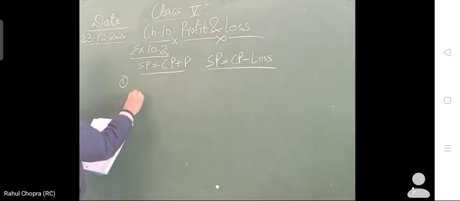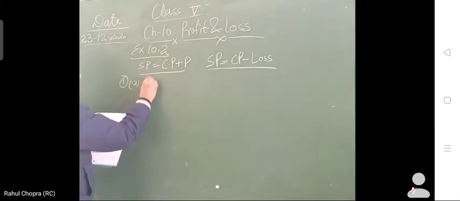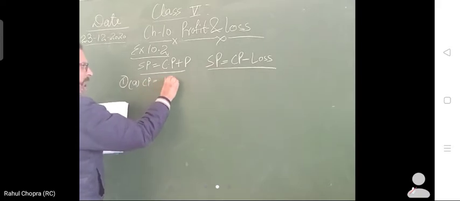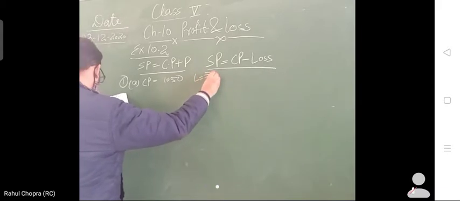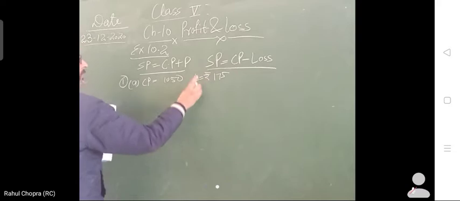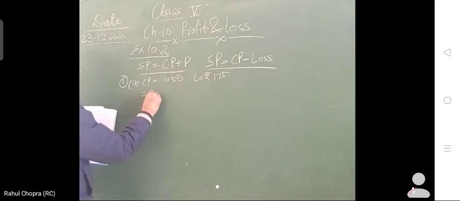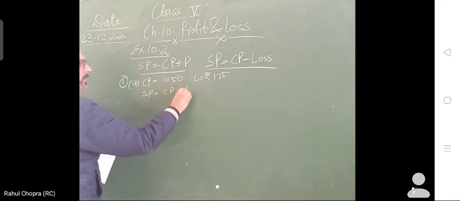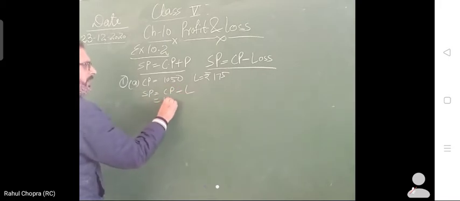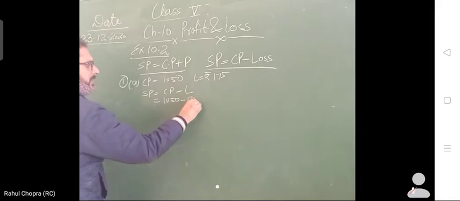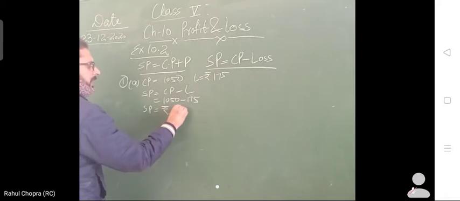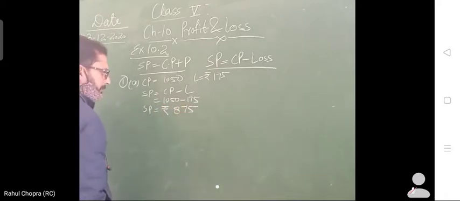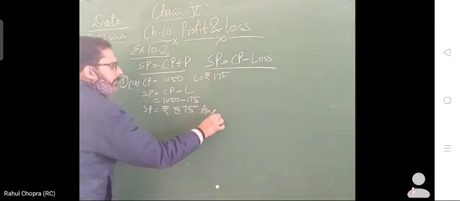In question number 1, A part, CP is given how much? 1050. And loss is there. Loss is 175. You have to find SP. SP formula, you already know, is CP minus loss. It means 1050 minus 175. SP you will get rupees 875. Is it okay? This is the answer of A part.